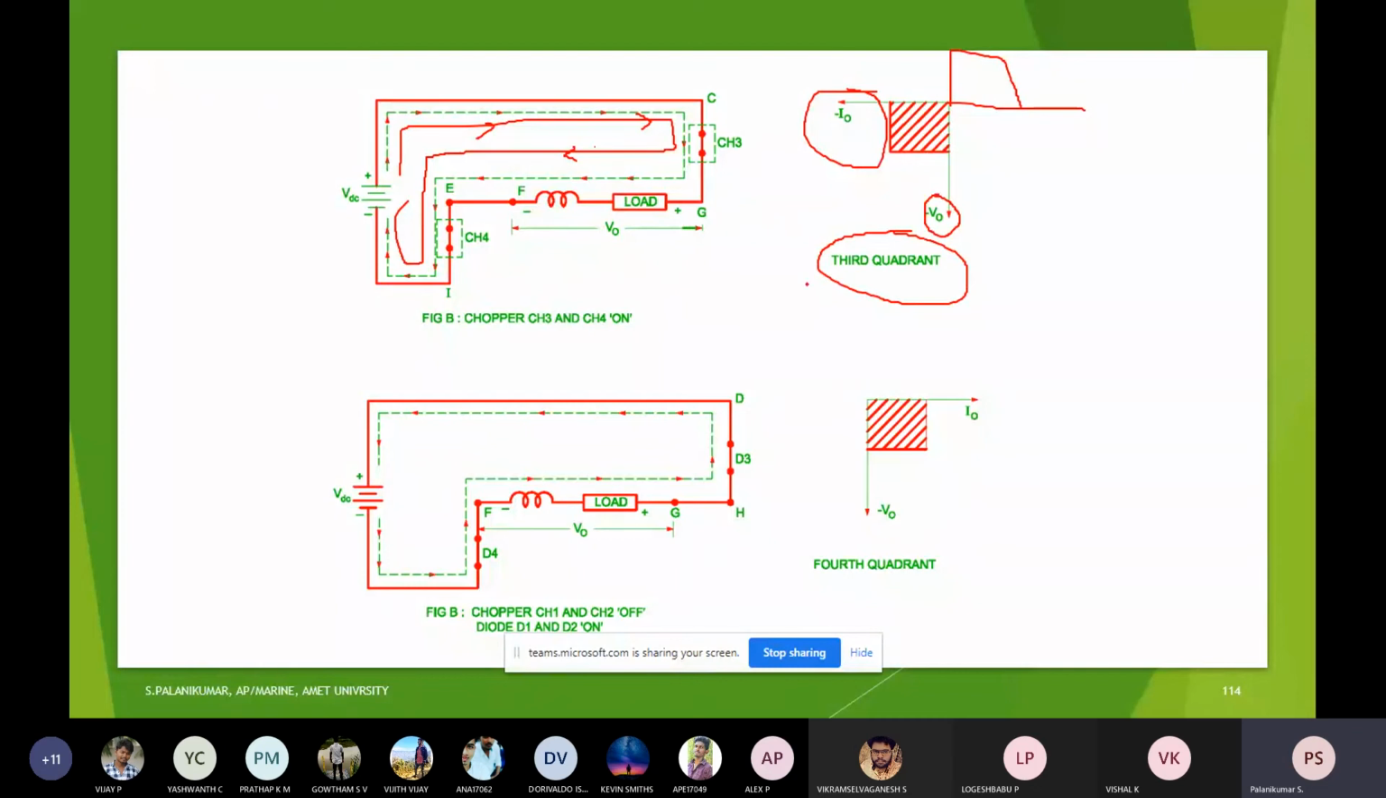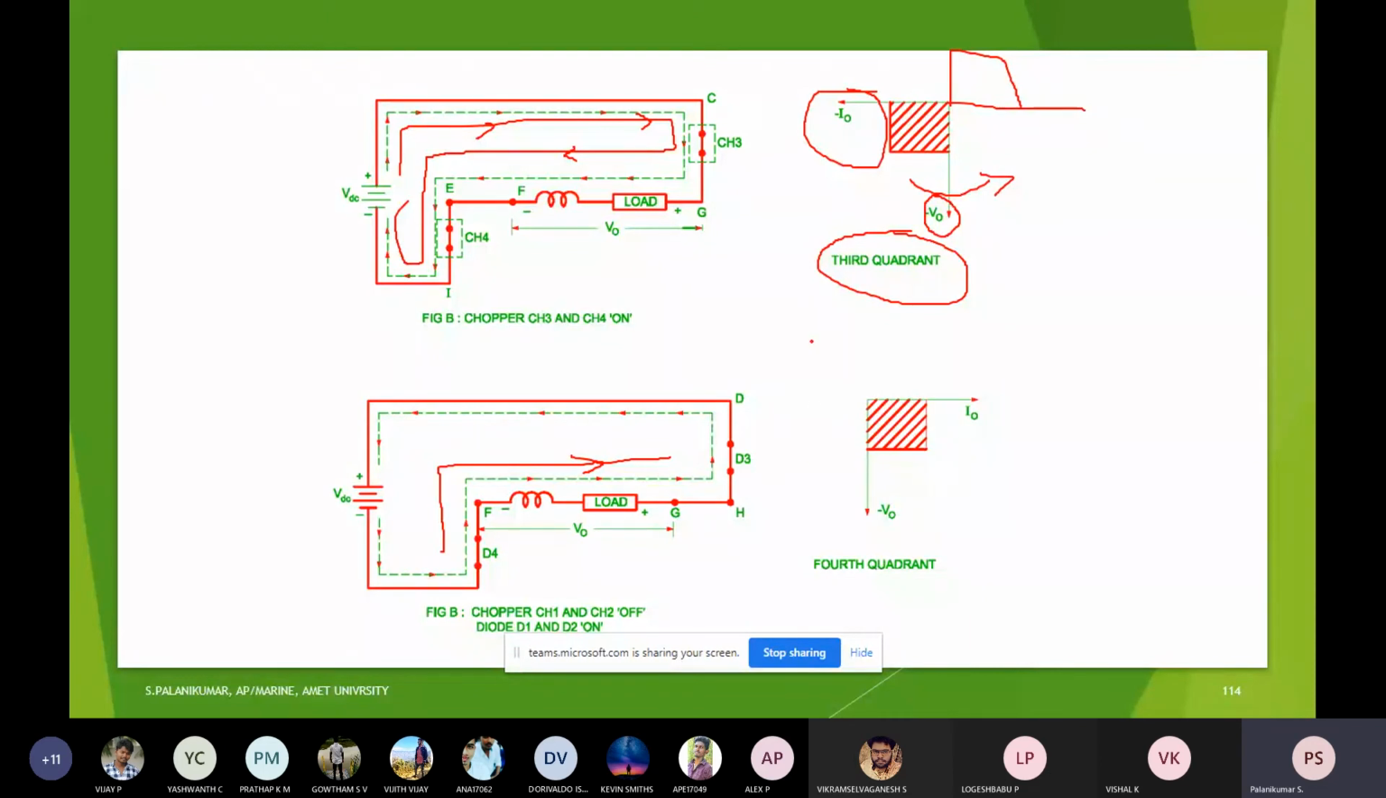In the same case, if both the diodes across chopper 3 and chopper 4 are on, what will happen? Because of the forward bias of this diode, even though I have switched off this one, energy will be dissipated. Whatever the stored energy in the inductor of the motor will be dissipated. That is taking the opposite direction. So immediately it will take the current direction opposite, but voltage still becomes negative only. So automatically it will switch to fourth quadrant operation.